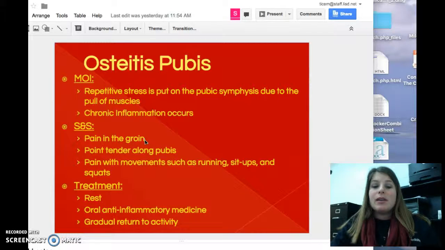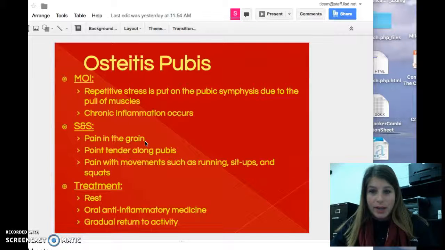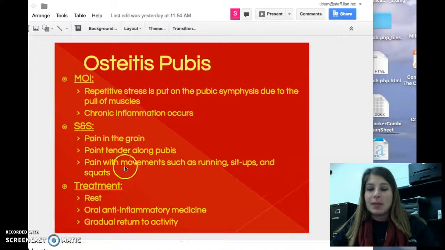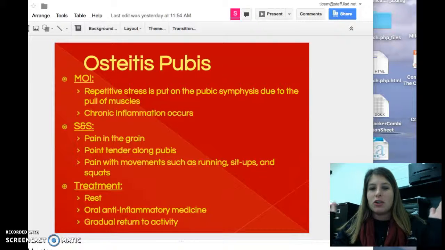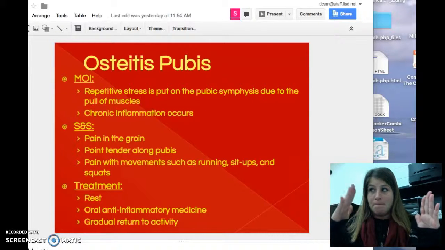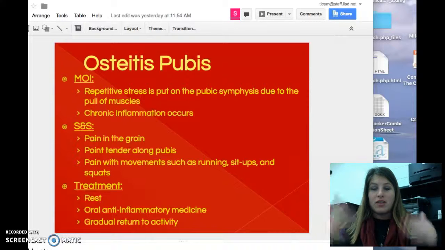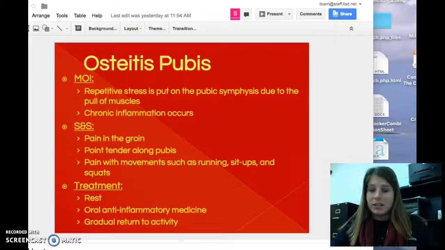Signs and symptoms, lots of pain in the groin area, okay, the very, very medial leg, all right, very point tender. There's going to be some things that are more uncomfortable to do, such as running, sit-ups, and squats, okay, and that just has to do with the motion that occurs on our pelvis, because anything that's causing this area to kind of move more than others is going to be what's causing irritation.